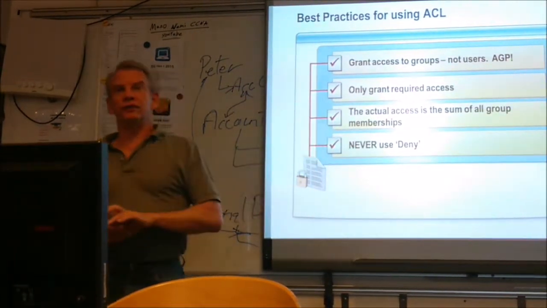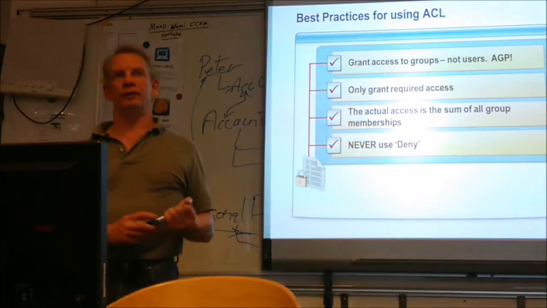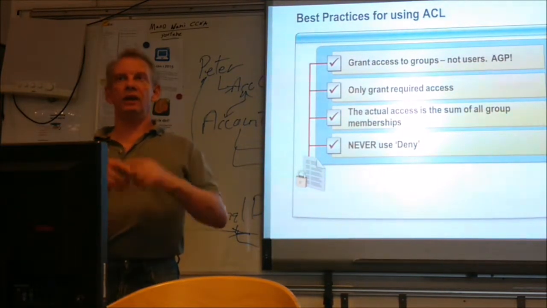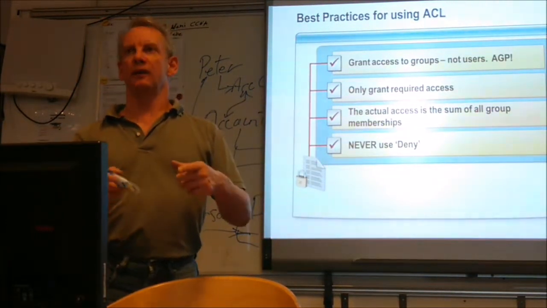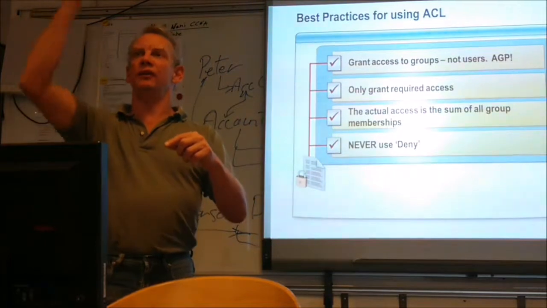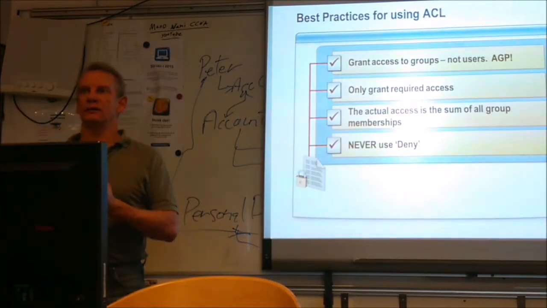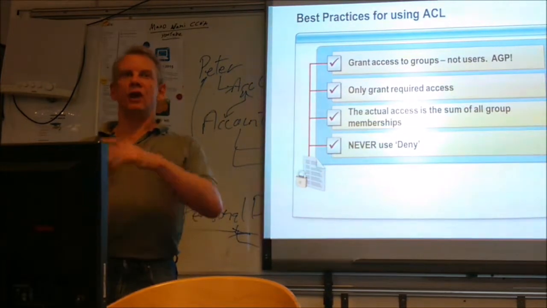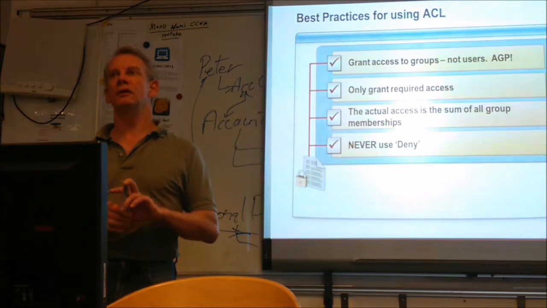Your actual access to a given folder or file is the sum of all your group memberships. So when you try to open the file, Windows goes in and figures out: is there any of the groups I'm a member of that gives me access? If there is, yes, I'm given the access.